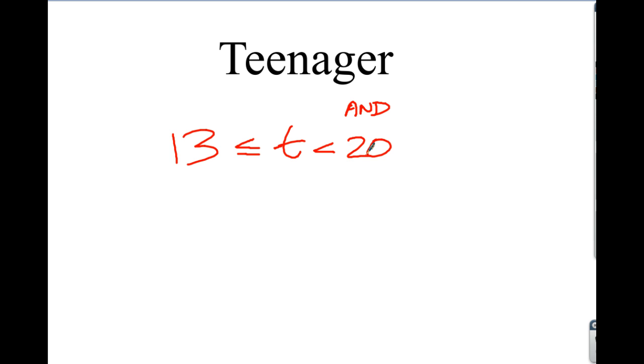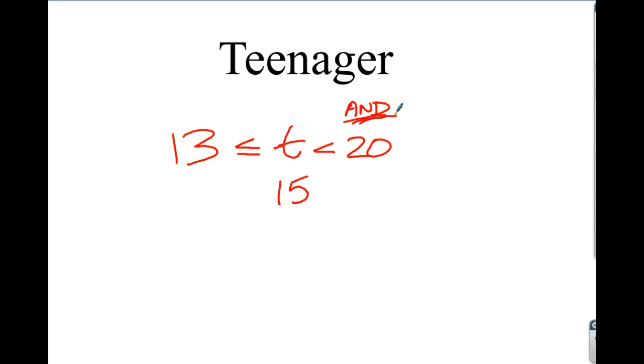So let's pick an age that you might be a teenager. Let's say 15. Does 15 actually work? Does this actually make sense? Well, 15 is greater than 13, and 15 is less than 20. So 15 is both greater than 13 and less than 20. Okay, it has to meet both criteria. It has to be more than or equal to 13, and it has to be less than 20.